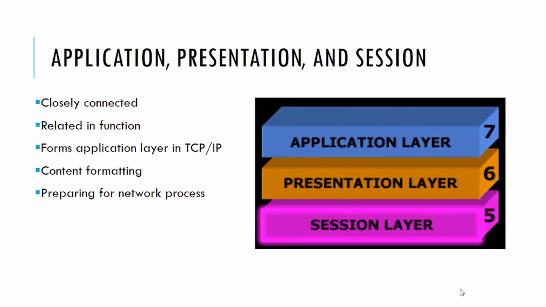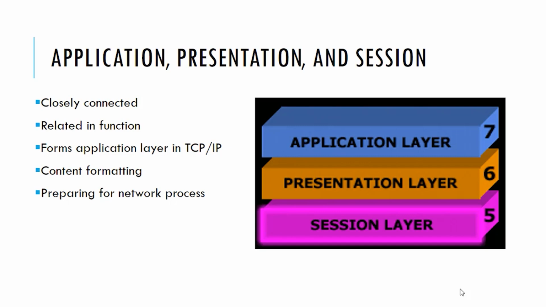The three layers, the application, the presentation, and the session, are very closely connected. They are very related in function to each other. That's why they form the application layer in the TCP/IP. If we have a look at the TCP/IP protocol suite, we can see that the application layer, the presentation layer, and the session layer in the ISO OSI model are all compacted and linked together in one layer in the TCP/IP that is called the application layer. This makes the TCP/IP only 4 layers, not 7 layers.